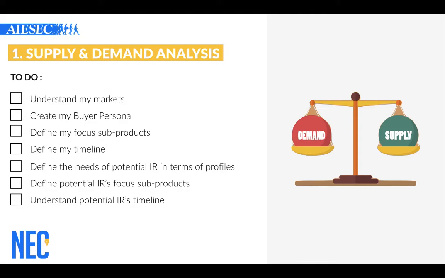What comes next is to decide on the focus subproducts on the basis of our defined markets and buyer personas. Then we define our timeline and understand more about where each step of the customer flow falls in a way that will allow us to plan proper actions in the future. What needs to happen next is to define the needs of our IR in terms of profiles, so we can match our markets to their own markets. And of course, we need to define focus subproducts of our IR in a way that will help us understand each other's priorities, and finally to understand the timeline of our potential IR so we can adapt ours to it.